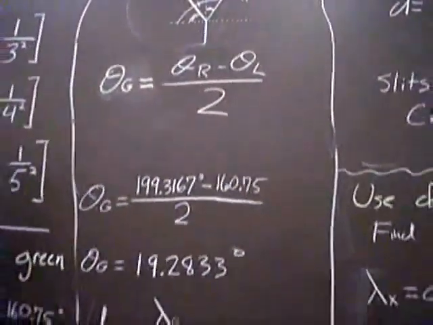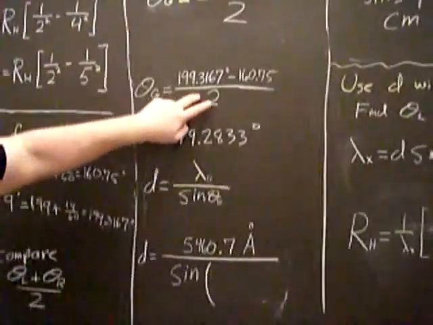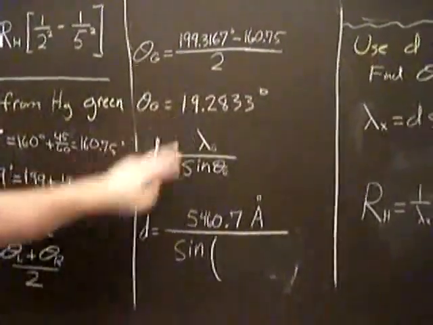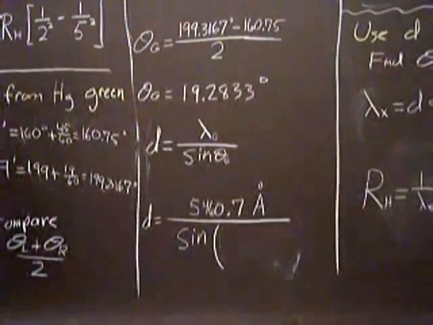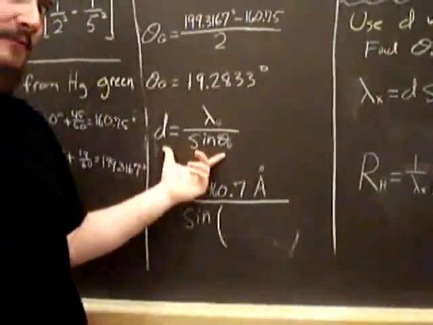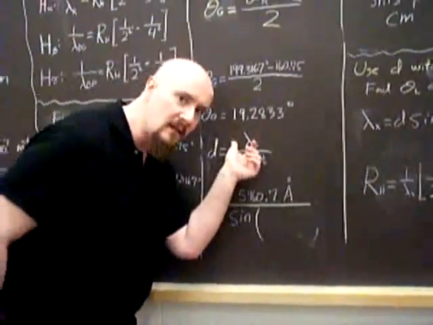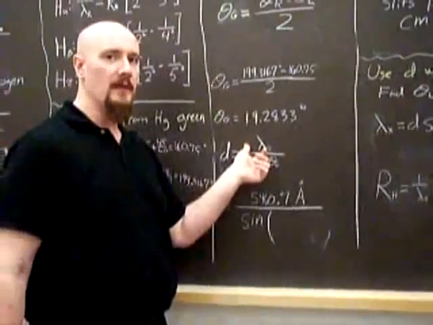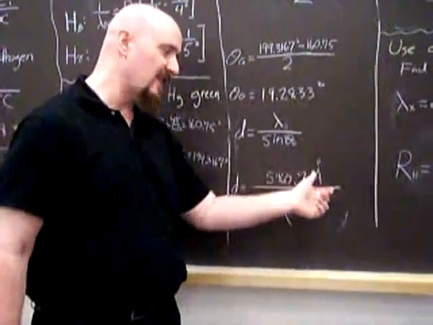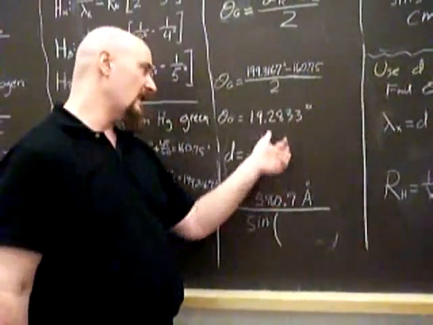Okay, so for our values, we calculate, plug in and calculate theta green. And I find 19.2833. And that's, as I said, what we need to plug into here to find D, the distance between the slits. We're given the wavelength of green as 5,460.7 angstroms. And then we have to divide that by the sine of this angle.